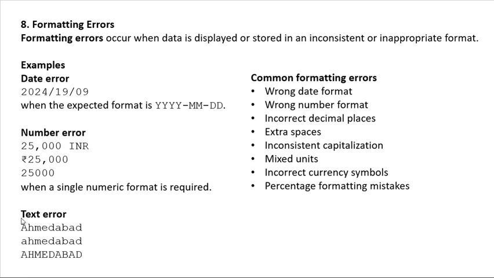Then a single numeric format is required. Text errors are like a first capital letter followed by small letters, or all small letters, or all capital letters. A standardized format looks like the first letter capital and all other letters small in a word. Common formatting errors are wrong date format, wrong number format, incorrect decimal places, extra spaces, inconsistent capitalization, mixed units, incorrect currency symbols, and percentage formatting mistakes.